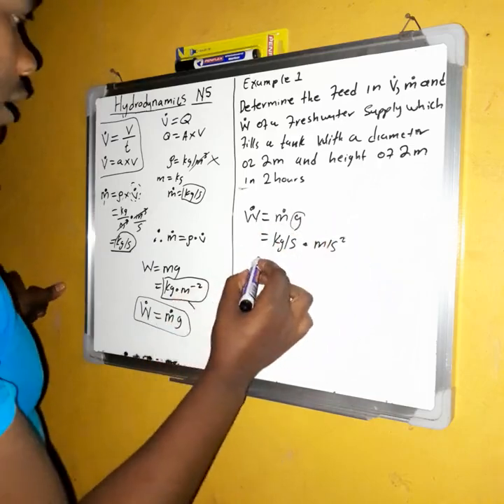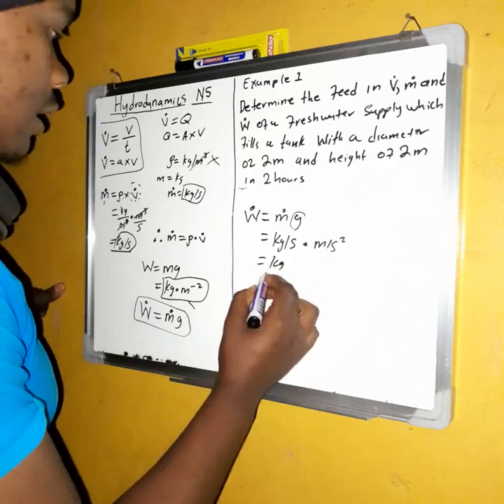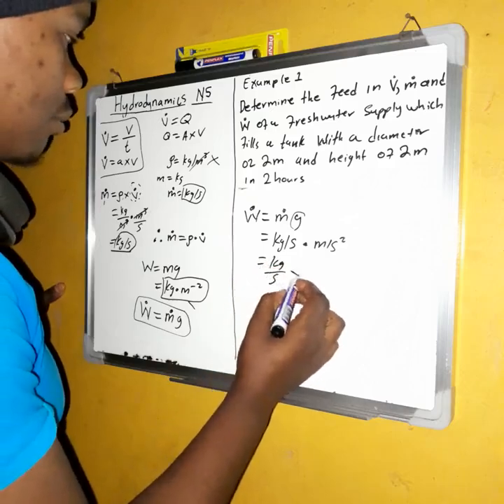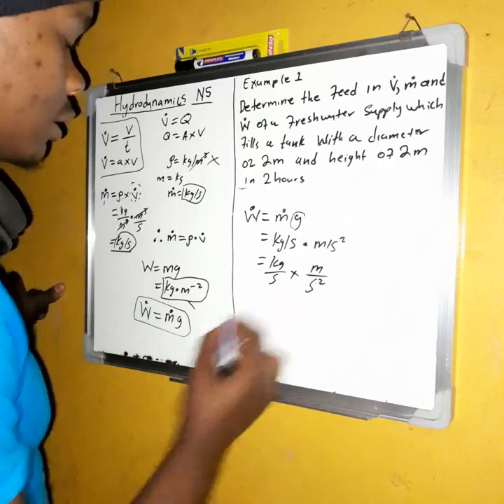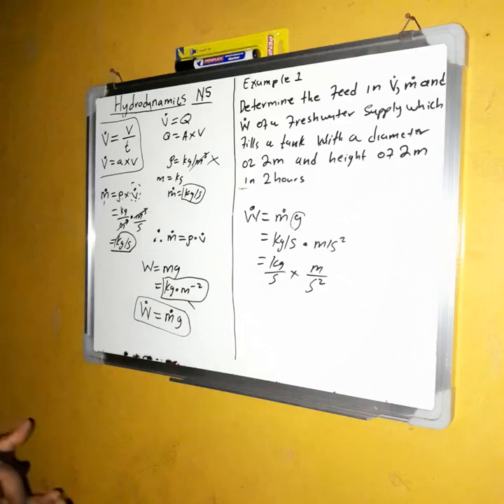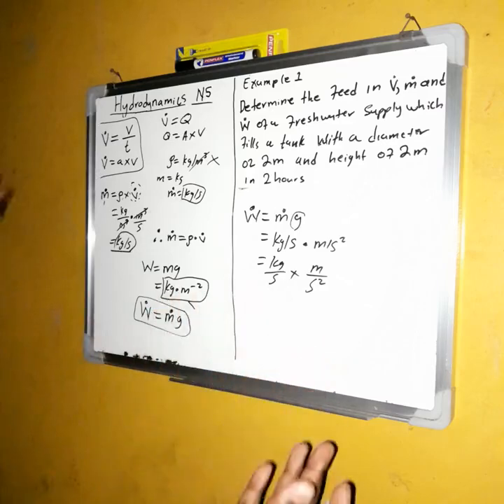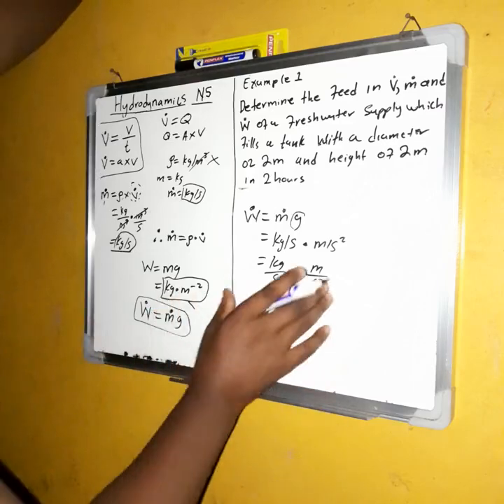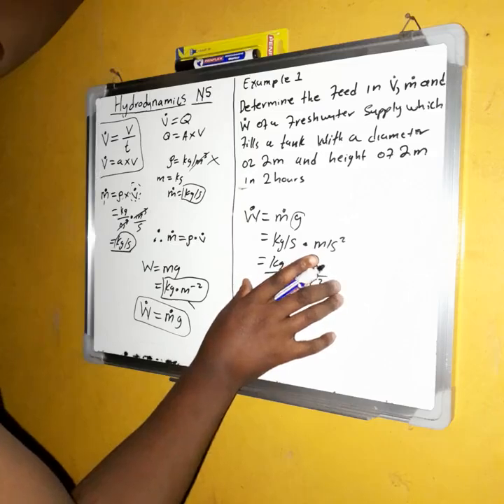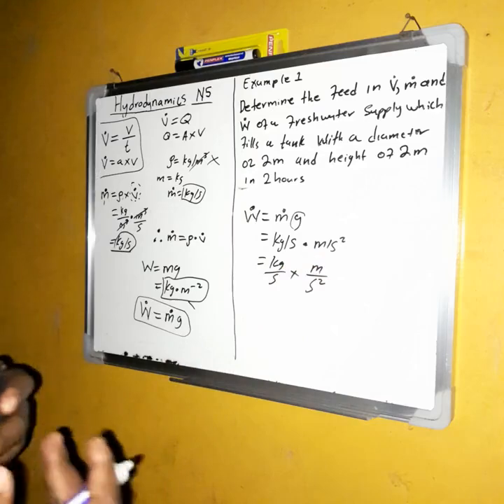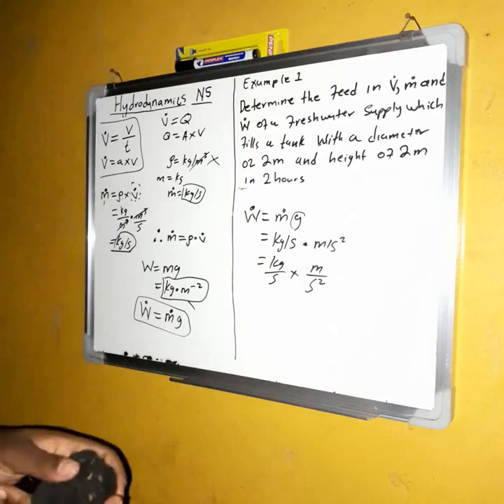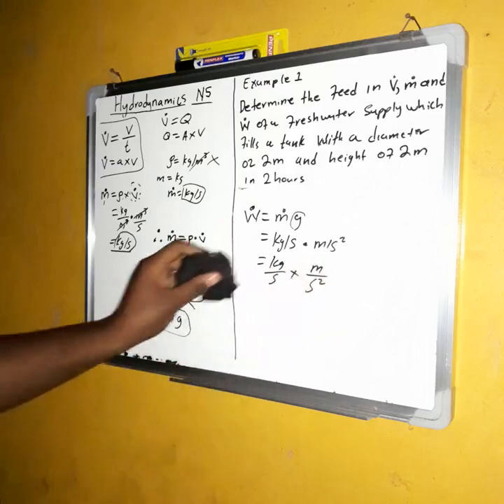So this is the same as kgs per second multiplied by meter per second squared. This is the same as this, right? We have this now. So we have tried and manipulated stuff. We've tried. So we saw.